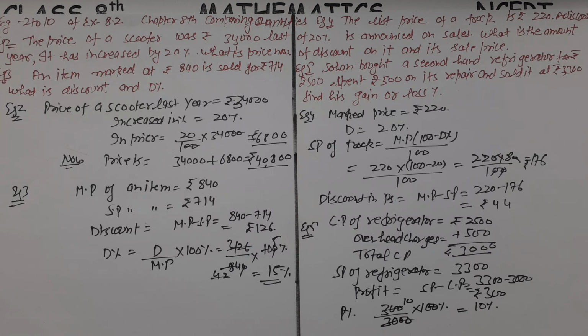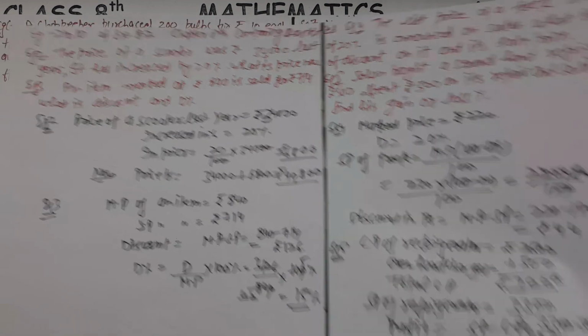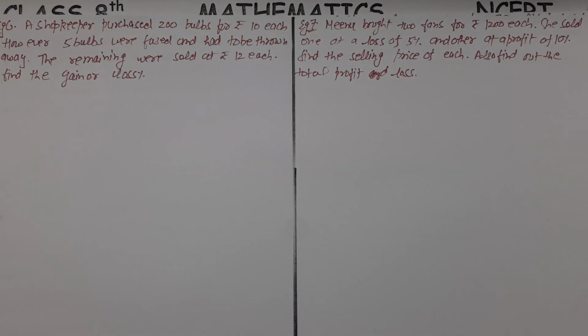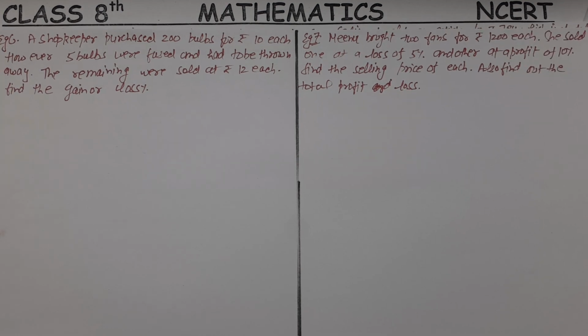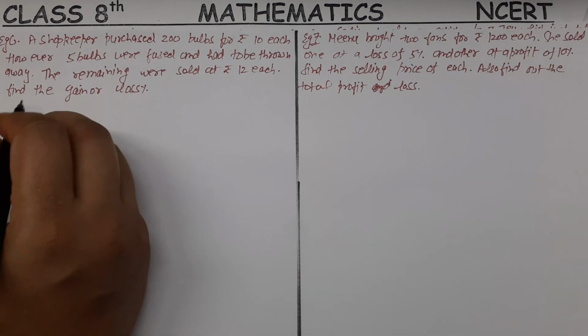Next question, example number 6. A shopkeeper purchased 200 bulbs for rupees 10 each. However, 5 bulbs were fused and had to be thrown away. The remaining were sold at rupees 12 each. Find the gain or loss percent.